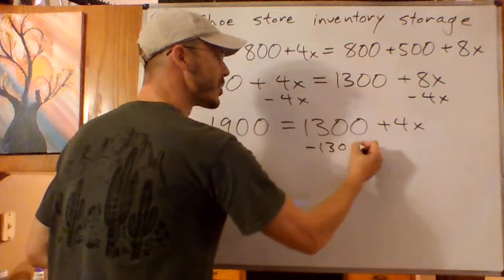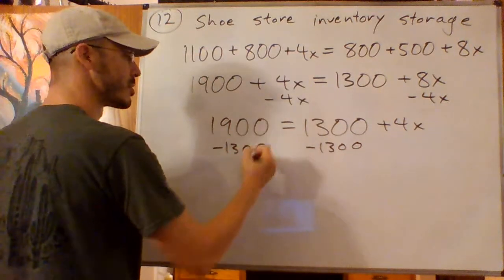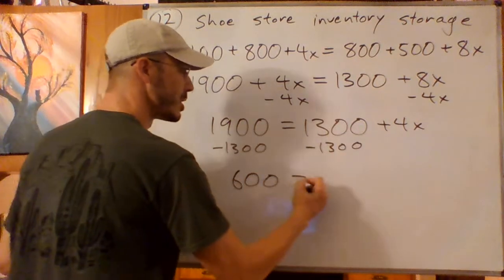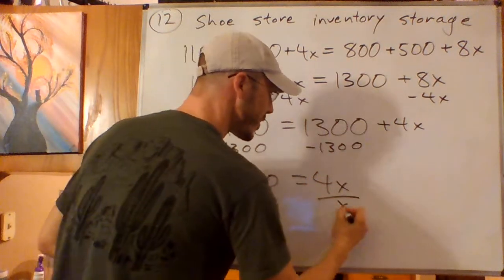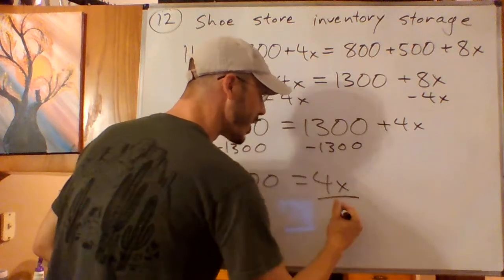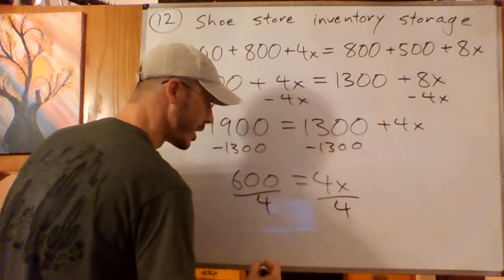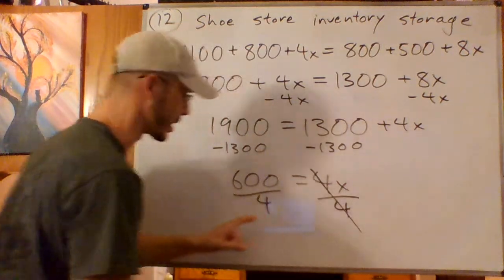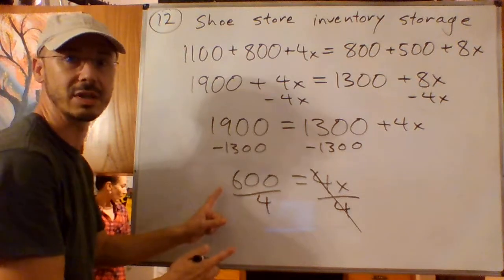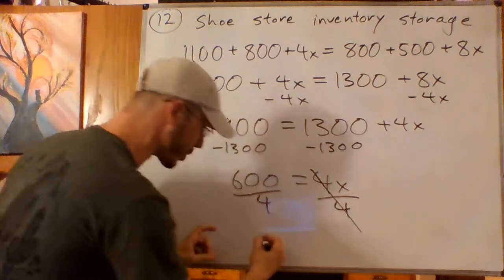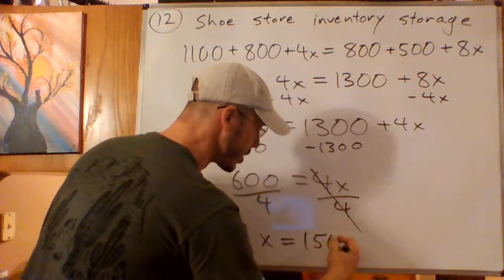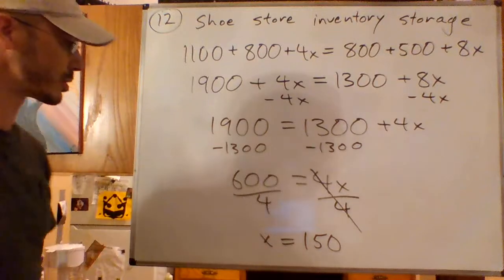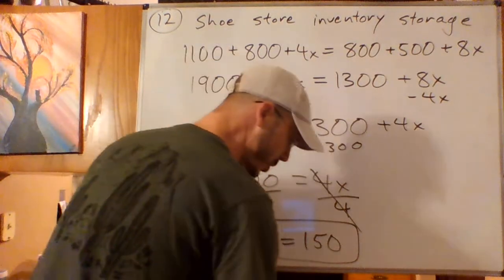Then subtract 1300 from both sides. And that's 600 equals 4x. Divide by 4. And I get x over here. The 4's cancel. And I get 600 divided by 4 is 150. I'm going to write it like this, x equals 150. But it comes from simplifying this and just simplifying this and reversing the order to put it in the normal order of things.